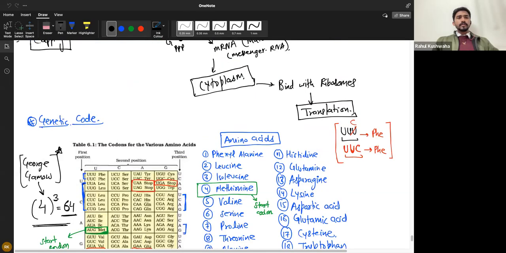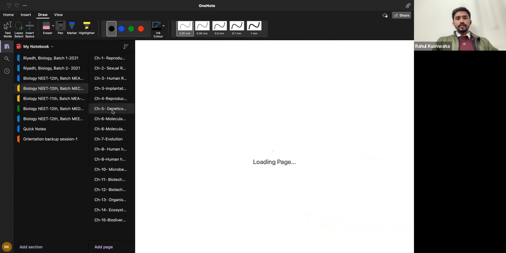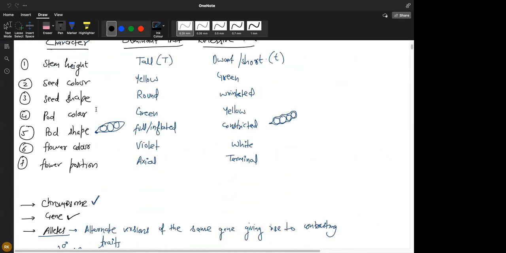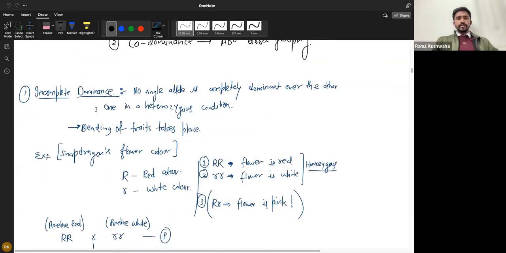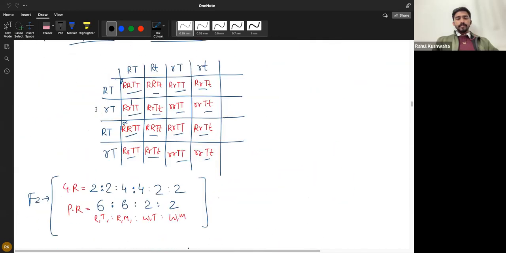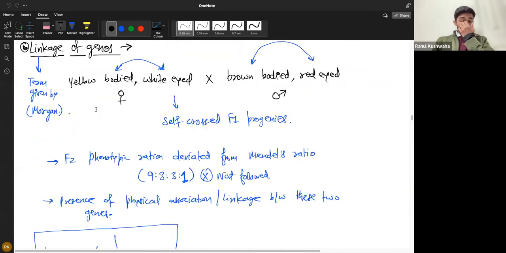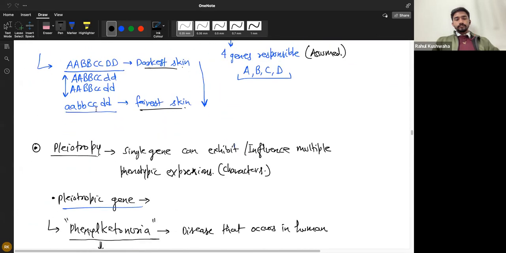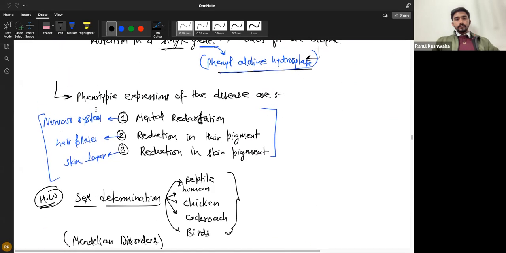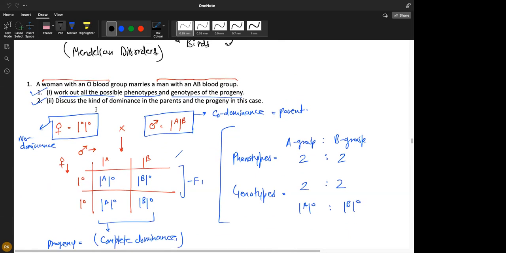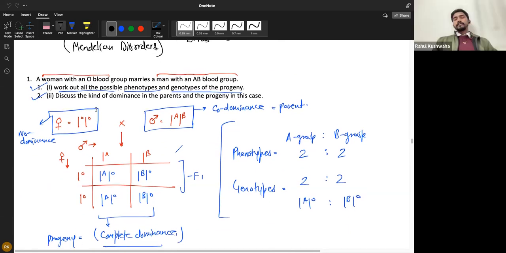Which part was it in? I think it was in chapter 5 only, right? Genetics. Yes. Okay. So genetics, pedigree analysis, if I'm not wrong, right? Okay, Mendelian disorders, correct? This part.